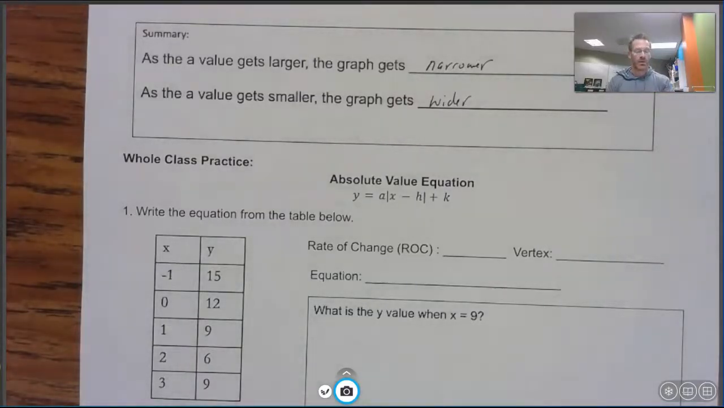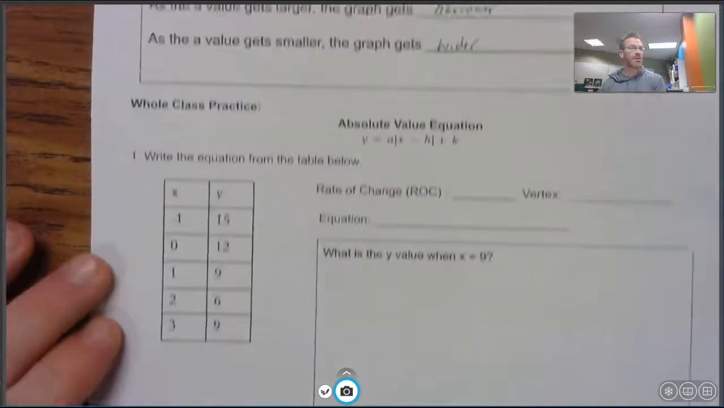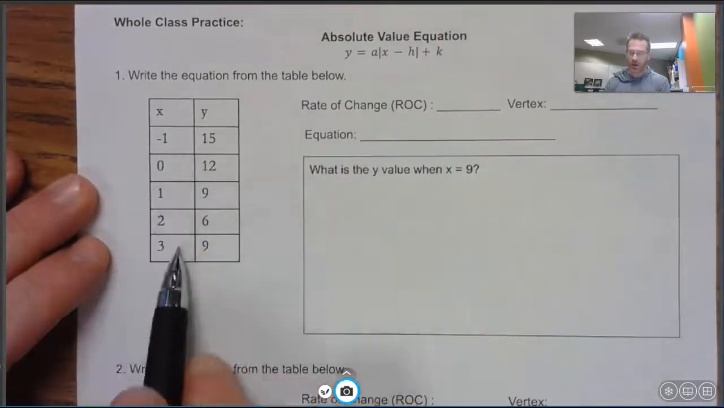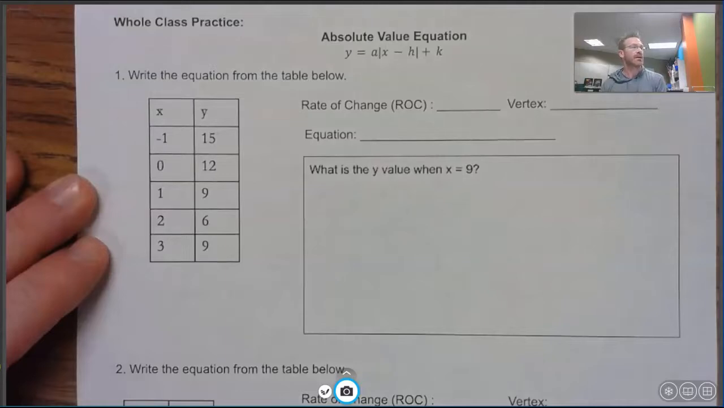Hopefully you feel very comfortable with these, because we've done this a lot already, and that is writing equations from tables. When I look at my table here, we want to scan that table and use that same process. We know this is absolute value, but when we're assessing, we won't, right? Everything's going to be kind of mixed up, so we want to make sure we have a good process.